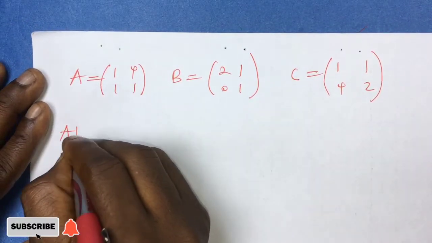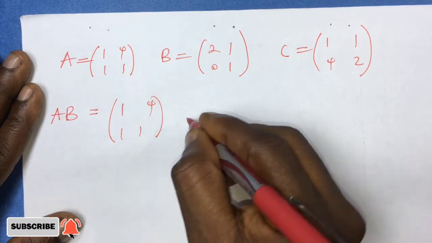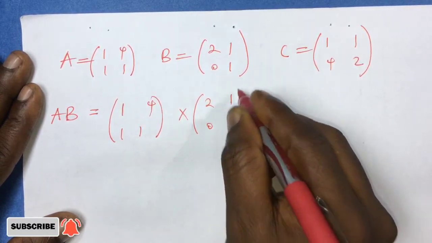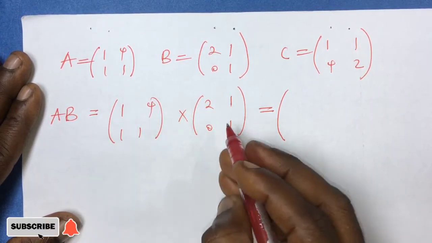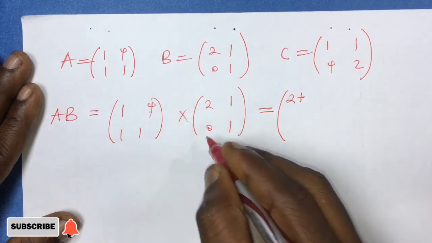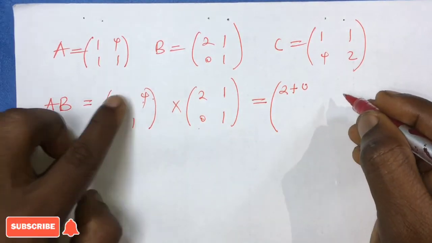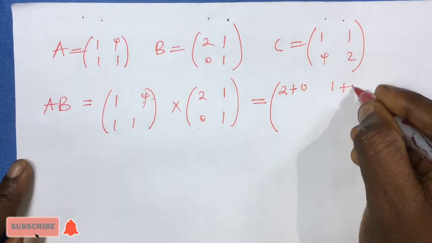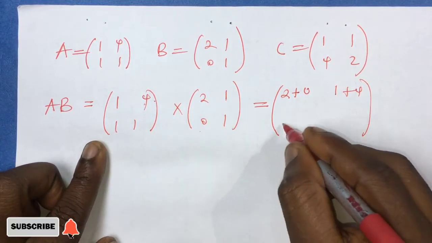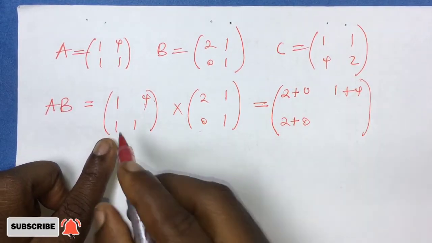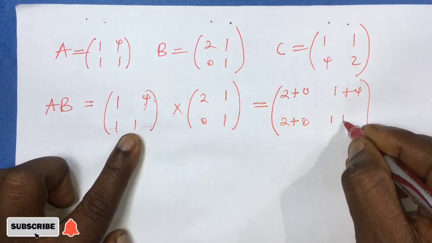Now, let's start with obtaining A times B. A times B is equal to [1, 4; 1, 1] times [2, 1; 0, 1]. If you multiply, first row, first column is 1 times 2, which is 2, plus 4 times 0, which is 0. Then first row, second column is 1 times 1, which is 1, plus 4 times 1, which is 4. Then second row, first column, 1 times 2 is 2, plus 1 times 0 is 0. Now, second row, second column is 1 times 1 is 1, plus 1 times 1 is also 1.